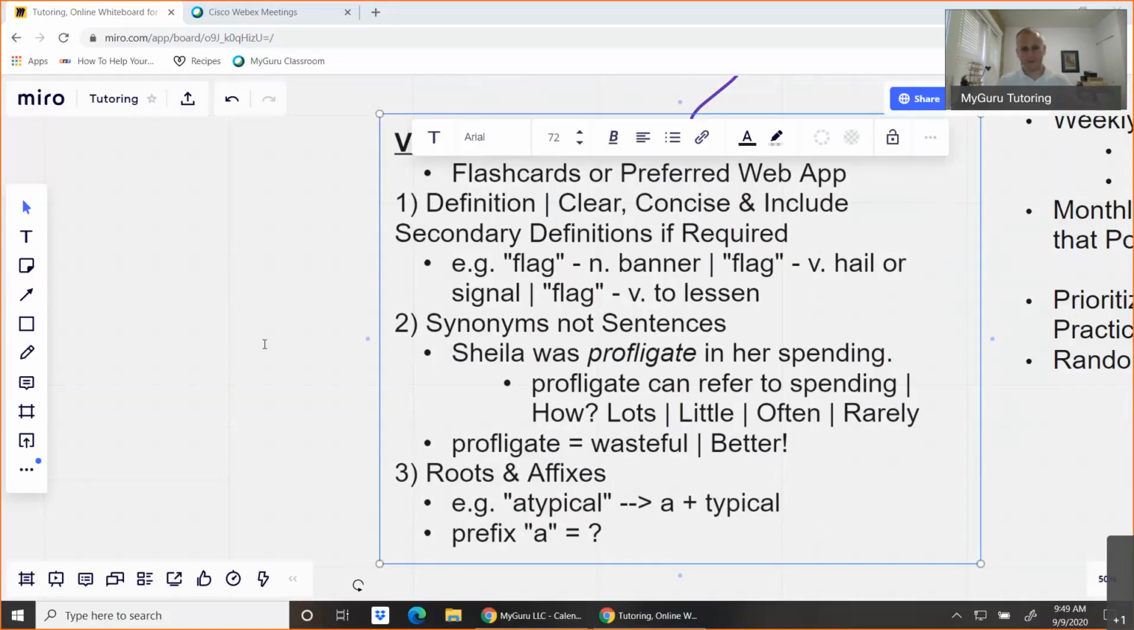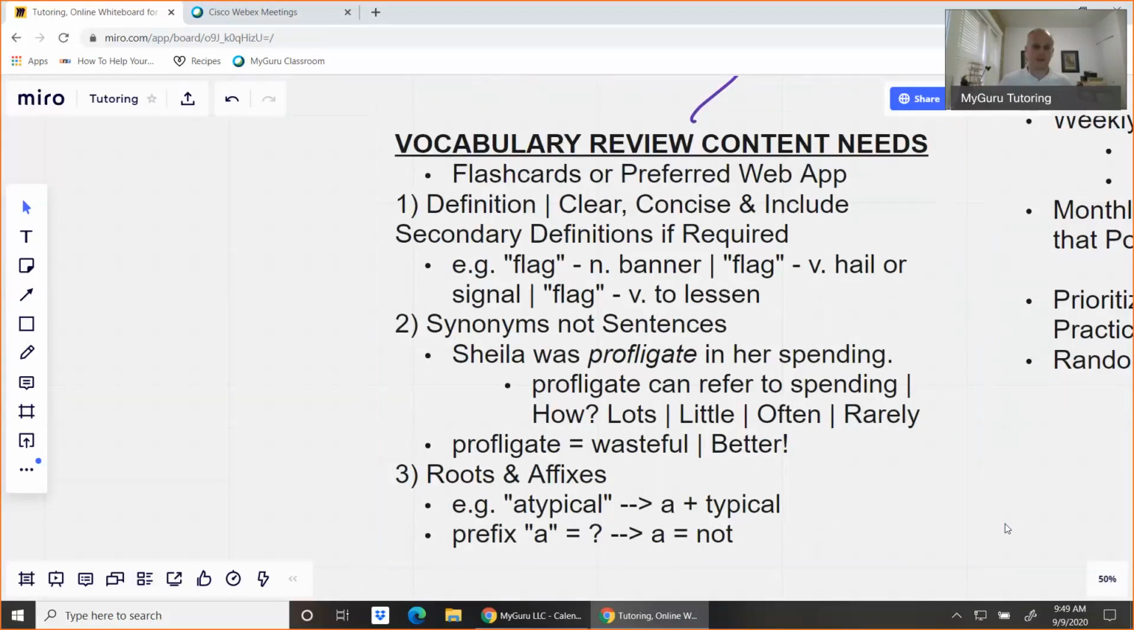Give folks a moment, see if anybody knows what prefix a means. Well, I don't want to put anybody too much on the spot, but a basically means not. So we know that if we see the word atypical, we're looking at not typical. So these are the three parts that you're going to want in all of your vocabulary flashcards, or potentially a web app.